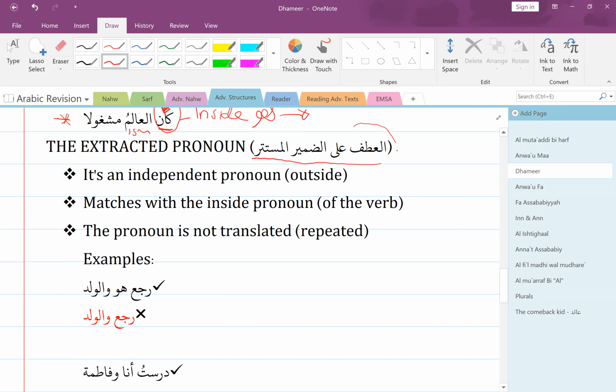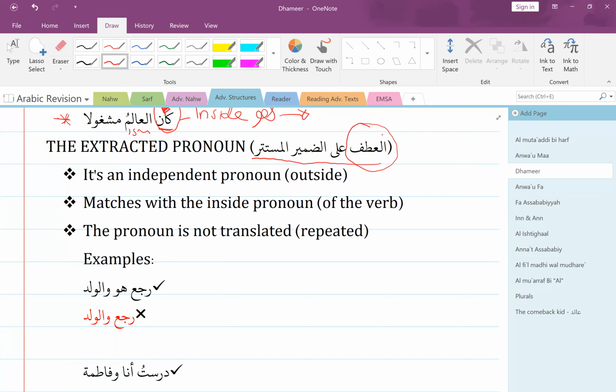Now we did harf عطف. We did the concept of connectors and harf عطف. The most important thing we mentioned when we were doing عطف connectors, we said you cannot connect an isim to a fi'al. You cannot connect a fi'al to an isim. For example, you cannot say a ball, then he slept. What does that mean? A ball, then he slept.